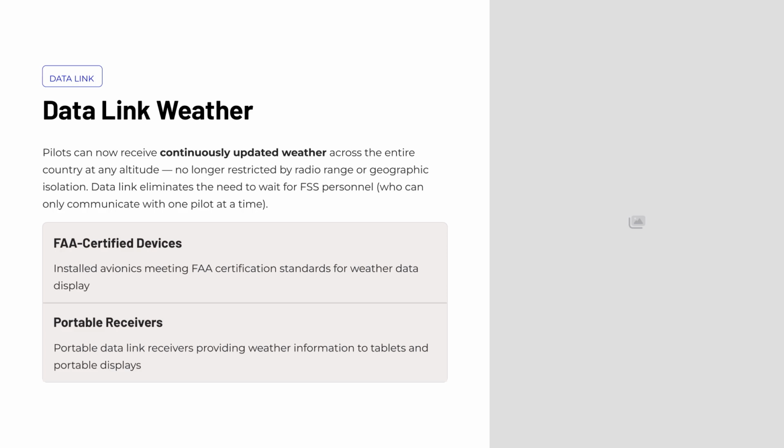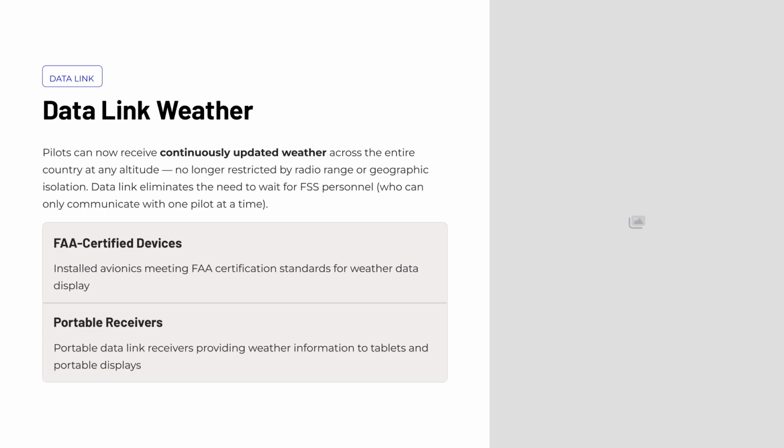There are two primary categories of data link devices. The first is FAA-certified installed avionics. These are panel-mounted systems that meet FAA certification standards specifically for weather data display in the cockpit. The second category includes portable data link receivers, which transmit weather information to tablets and portable display devices. These portable solutions have become increasingly popular due to their accessibility and relatively low cost.